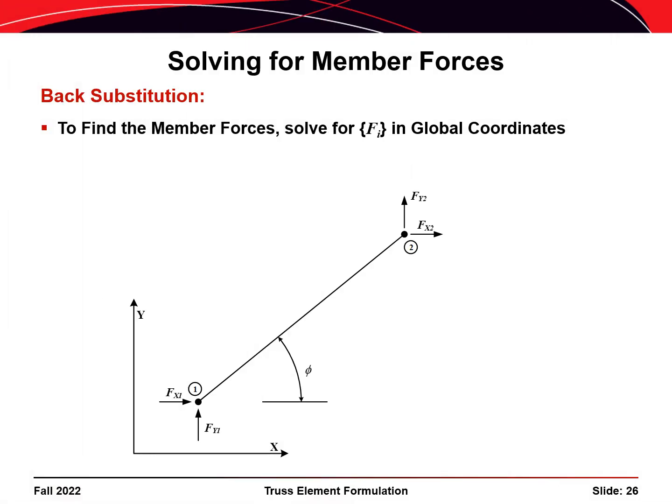This might be jumping ahead a little bit, but after we've solved the problem and we have the displacements that correspond to the degrees of freedom in our structure, we can go back and use a process called back substitution to solve for the member forces or the member end actions for each of the elements in the structure. We can determine the vector F sub I is equal to the element stiffness matrix K sub I times the vector delta sub I, the vector of displacements corresponding to the degrees of freedom for each of the elements in the structure.